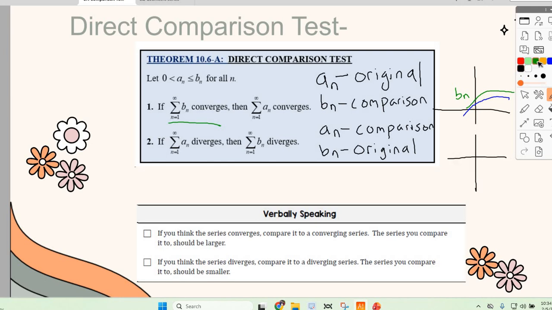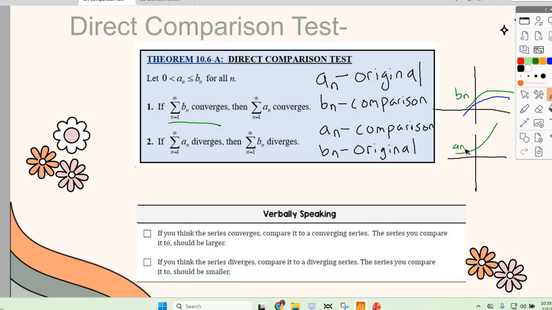So I'll use my green again, okay? We know that, again, they have to be bigger than 0, so it can't shoot down. But we know that A sub n diverges. Yes? So what does that mean is happening? If it can't shoot down, but we know it diverges, what does it have to do? It has to shoot up, yes? It has to do that somewhere. And that's my A sub n.